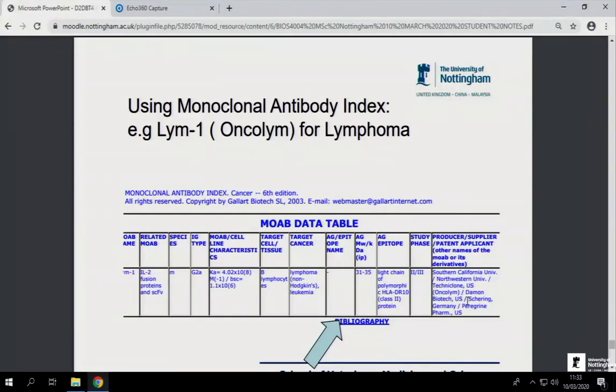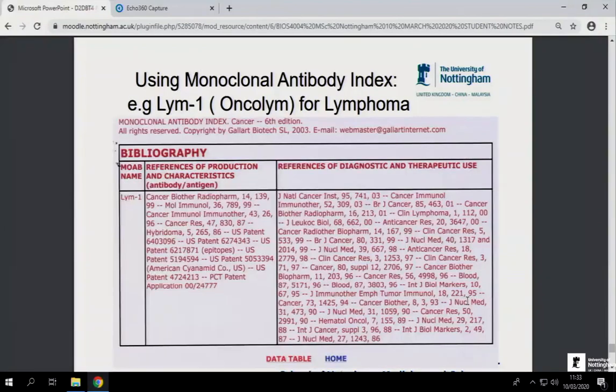You then click on where it says bibliography, and up comes the references and the production characteristics of that antibody only. There's about 30 of these. There's no end of papers on diagnostic and therapeutic use of that one antibody, and there's several thousand of them, okay? So if you ever want any resources to get into, that's the one to be on.